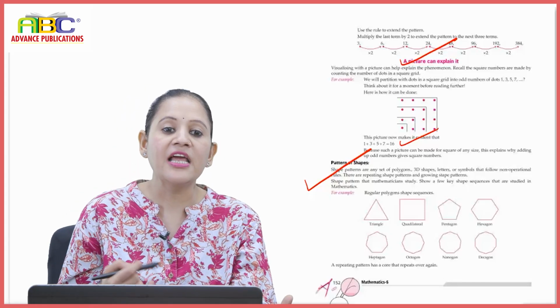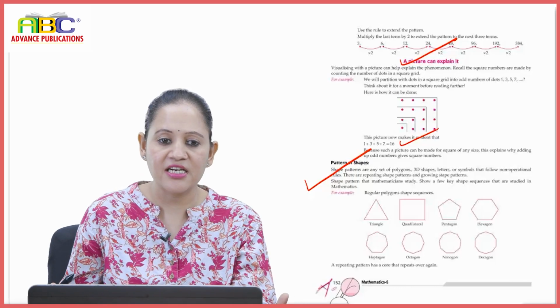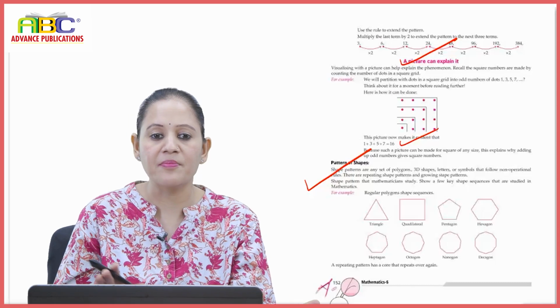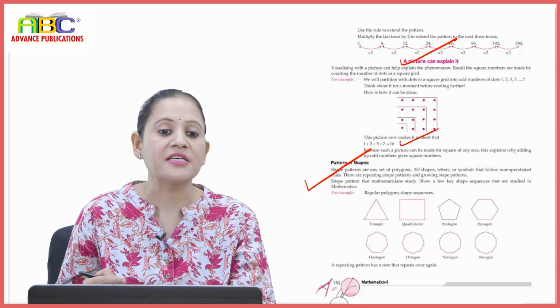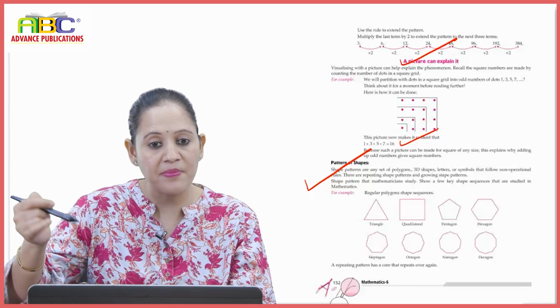Let's take an example, like regular polygon shapes: triangle, quadrilateral, pentagon, hexagon, heptagon, octagon, nonagon, decagon, depending on the number of sides. A repeating pattern has a core that repeats over and over again, meaning what repeats again and again.